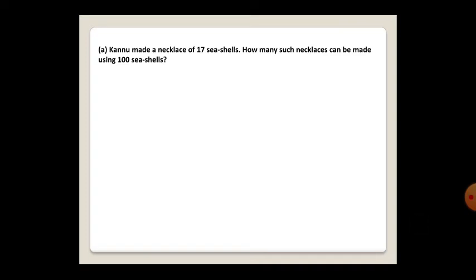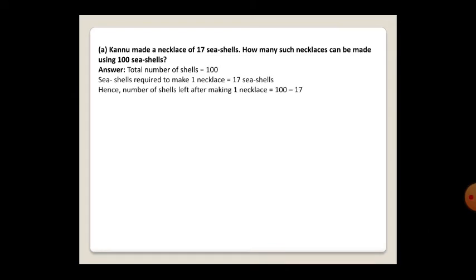Same question as what we did for the first one. See, total number of shells is 100. Seashells required to make one necklace is 17. Number of shells left after making one necklace: 100 minus 17. In that 100 shells, he took 17 to make one necklace, so it is 83.